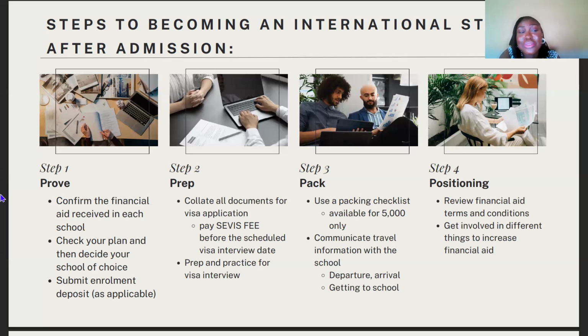It is $350 for every single student. You only pay it once. Peradventure you have no issues, well, not the kind of issues that you guys are thinking about, but you only pay it once. Let's just put it like that. Then you begin to prep and practice for your visa interview.